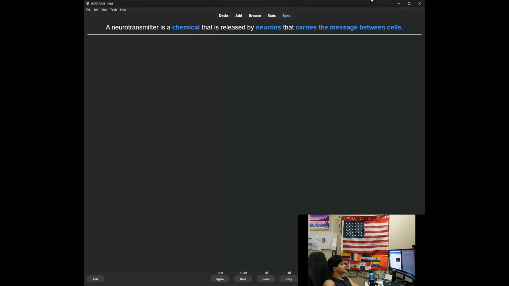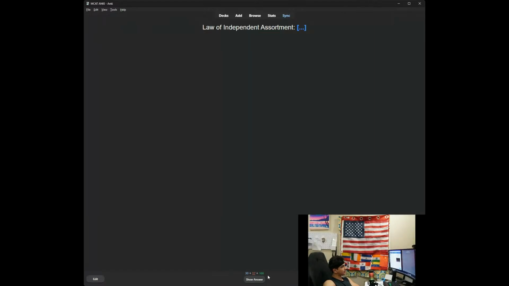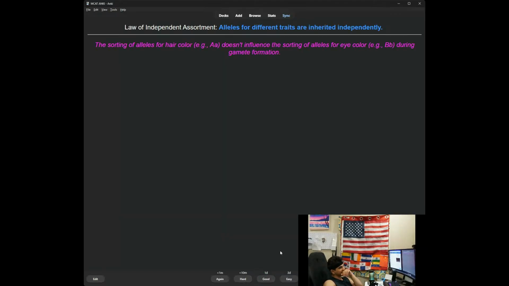I don't know these neurons. Carries messages. Trying to send it. I'll do one more. I think the one is that recessive traits are made independent of one another, essentially, right? Or inherited independently. Yeah, kind of the same.